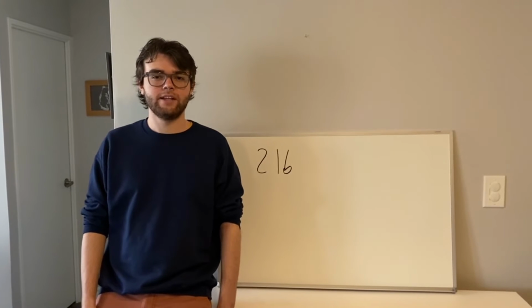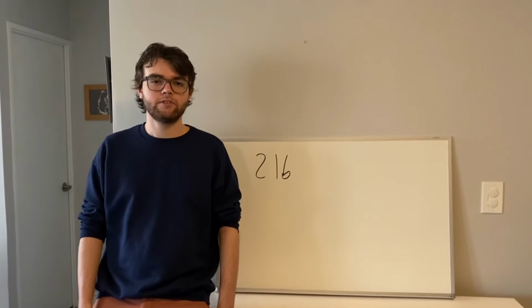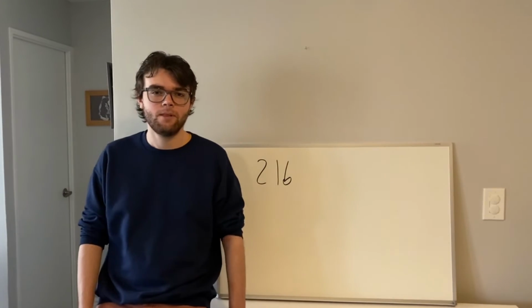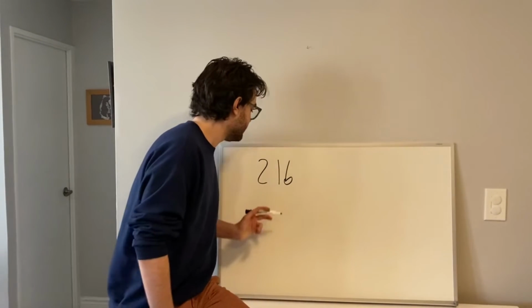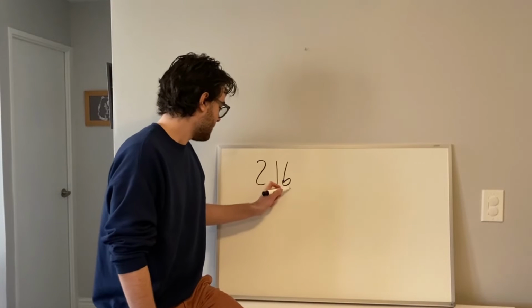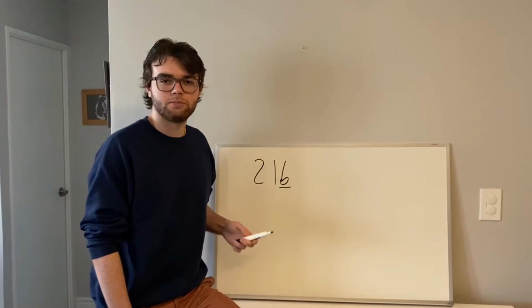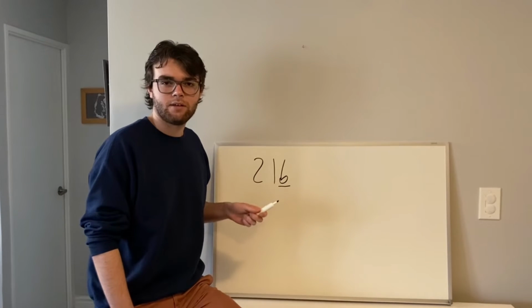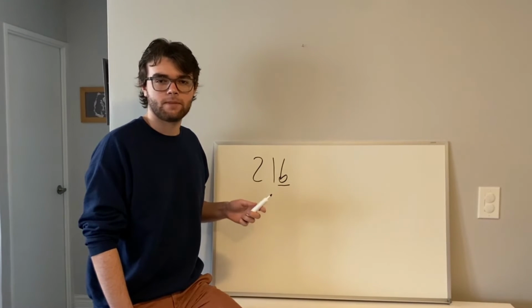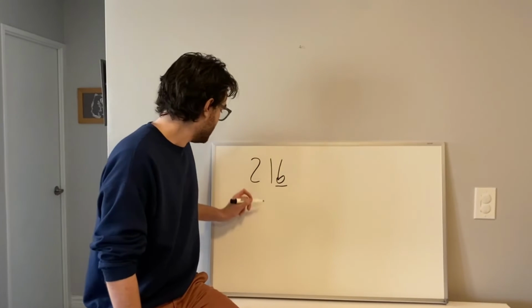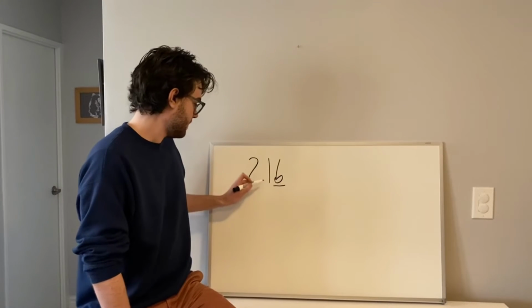Next, we'll learn about dividing by 6. A number is divisible by 6 if it is divisible by both 2 and 3. So let's look at the number 216. The last digit is 6. Now 6 is even, which means that 216 is even and is divisible by 2. Next, let's check if 216 is divisible by 3. We're going to use the trick we learned earlier.